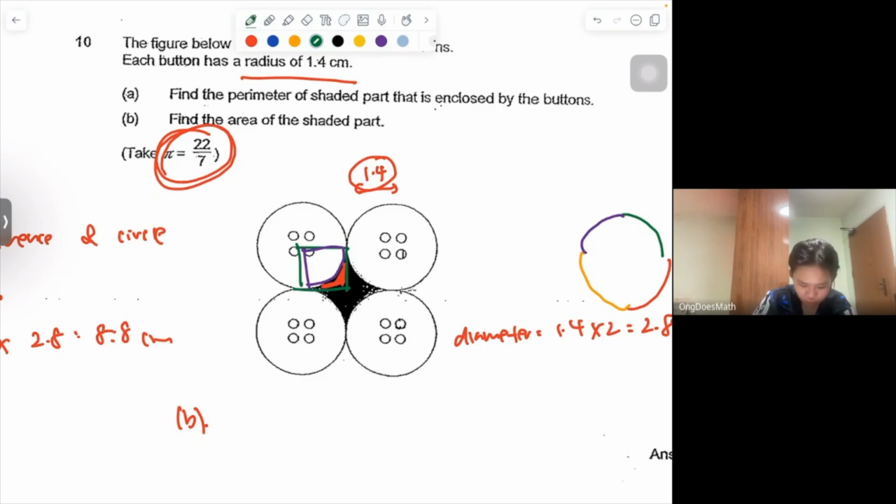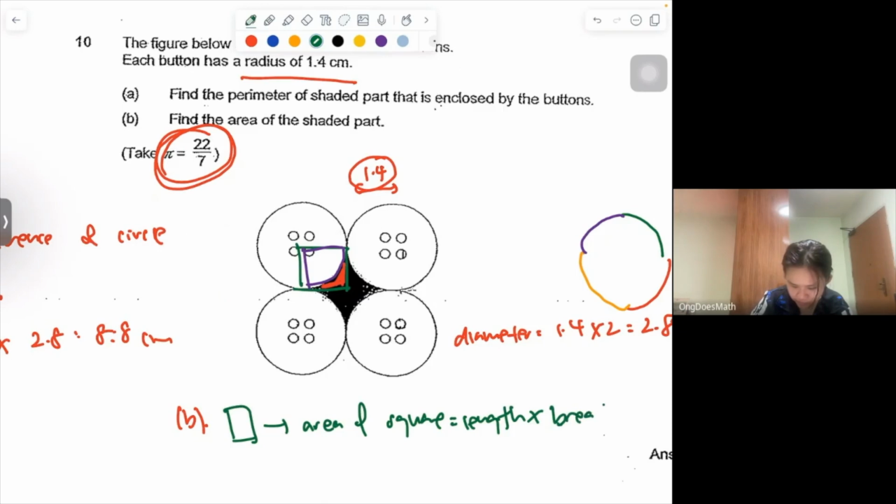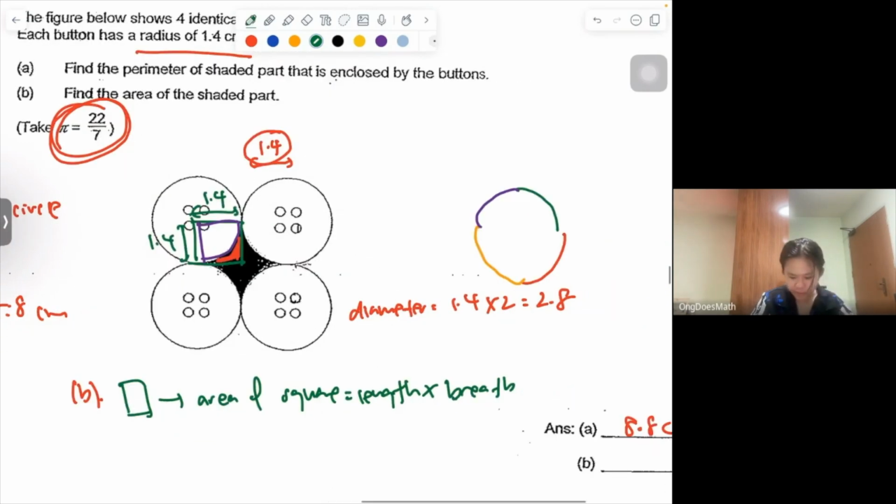So we'll start with this square over here. So the area of this square is just length times breadth. And in this case, the length is 1.4 because the radius is 1.4. The breadth is also 1.4. So it's just 1.4 times 1.4. Punch into your calculator. It will give you 1.96.